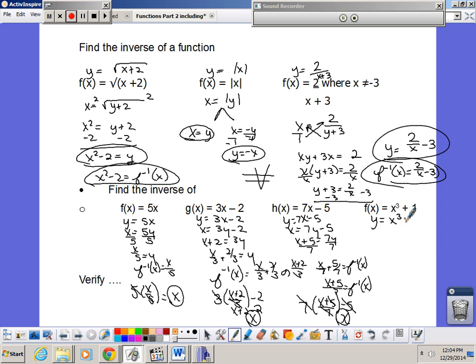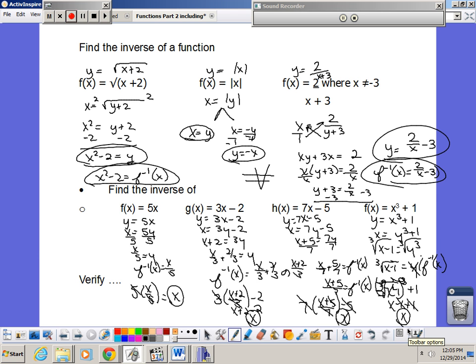Y is equal to x cubed plus 1. X is equal to y cubed plus 1. Subtract 1. Cube root both sides. Third root of x minus 1, because they're both over there, so they're both getting cube root, equals y, which is the same thing as f to the negative 1 of x. Verify. Third root of x minus 1 cubed plus 1. Cube root and cube cancel. X minus 1 plus 1. X. Verified.